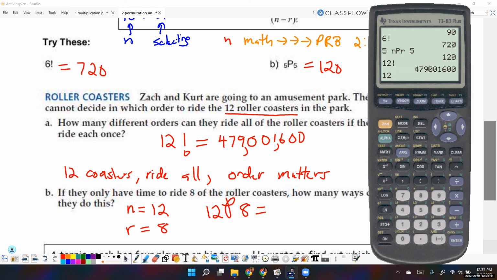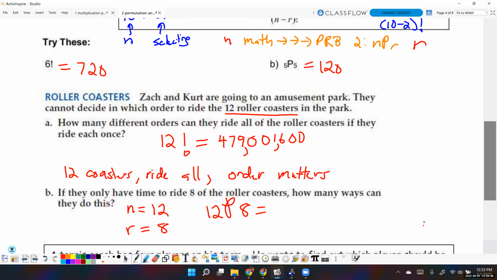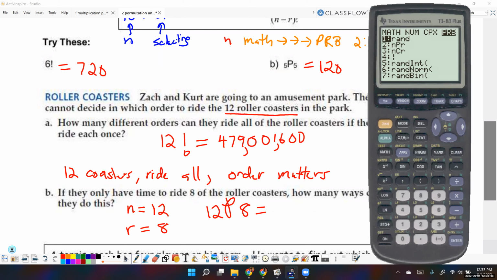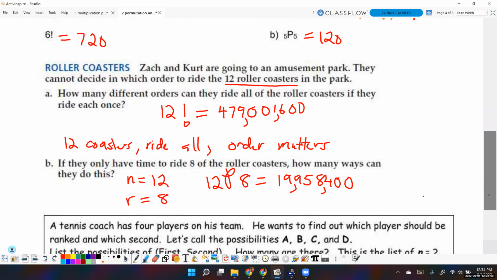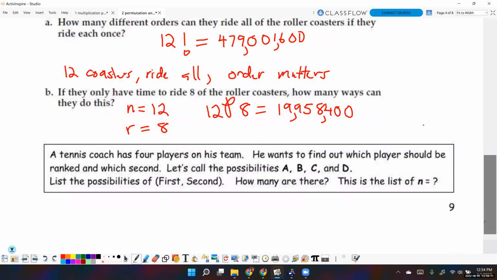So we're going to do 12, math, 8. Okay, so again, these are all calculations we're doing when order matters. Let's say it doesn't matter what order we ride the roller coasters in. Then we're going, oh wait, we're not there yet. I got ahead of myself.